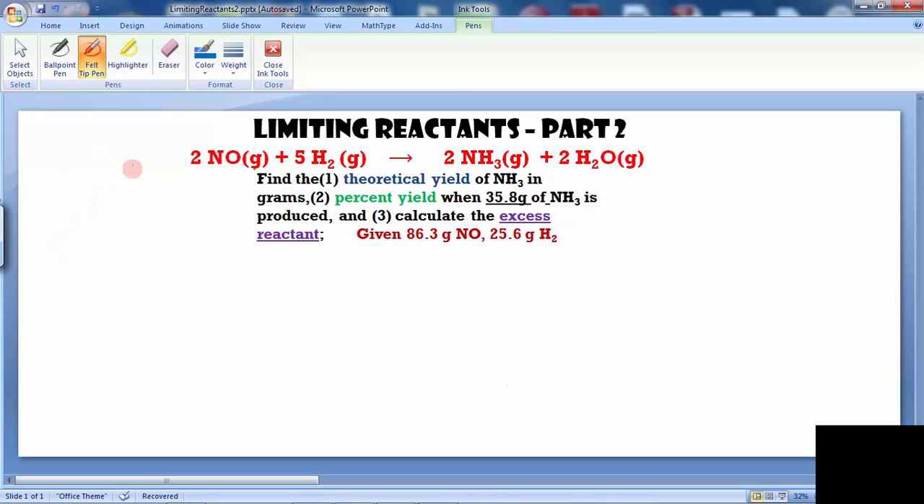So given this chemical equation, it's balanced. Given this balanced chemical equation, the problem asks us to, one, find the theoretical yield of NH3 in grams, so we want the mass of NH3 in grams; two, calculate the percent yield when 35.8 grams of NH3 is produced; and three, calculate the excess reactant. Now that's something that we have not done in class, was take it a step further. We identified what the excess was, but we did not calculate the excess reactant.